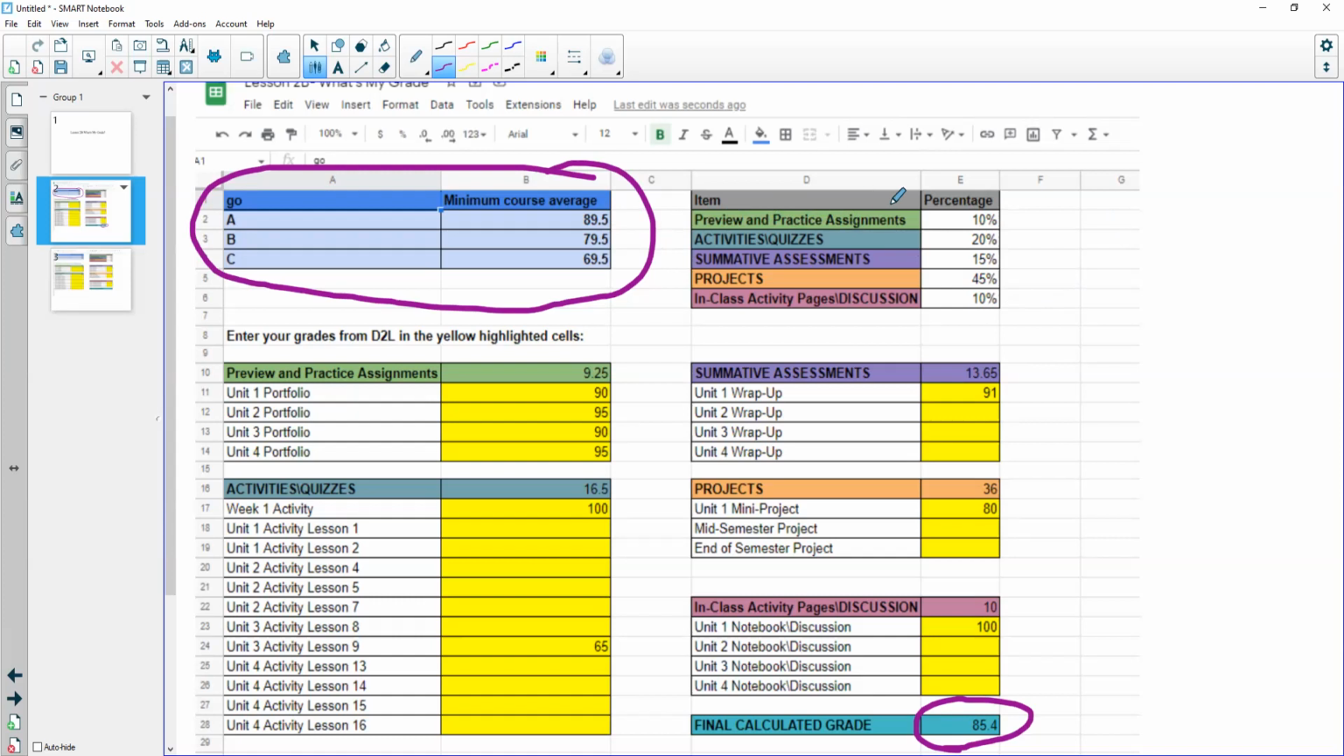So if you look at your items, each of your grades are weighted according to this percentage. If you look at your preview and practice assignments, those are worth a total of 10% of your grade. So if you were to give grades such as 90, 95, 90, and 95, your total grade that you would receive is a 9.25 out of that 10%.